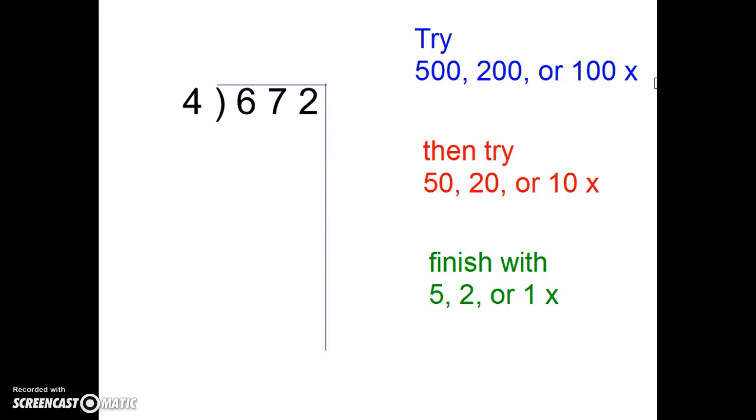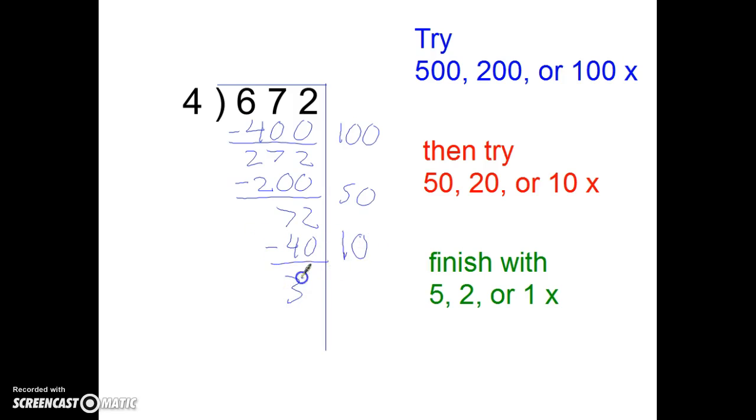672 divided by 4. Going to the hundreds, 100 times 4 would be 400. 200 times 4 would be 800. That's too much. So I'm going to do 100 fours, take them out, and now I have 272 left. 10 times 4 would be 40. 20 times 4 would be 80. 50 times 4 would be 200. Let's go with the 50. Now I have 72 left. 10 times 4 is 40. I can still get another 10 out of there. I'm now at 32. 10 times 4 is 40. That's too much. How many 4s in 32? That would be 8 of them. There's nothing left. Add these up. 150, 160, 168.